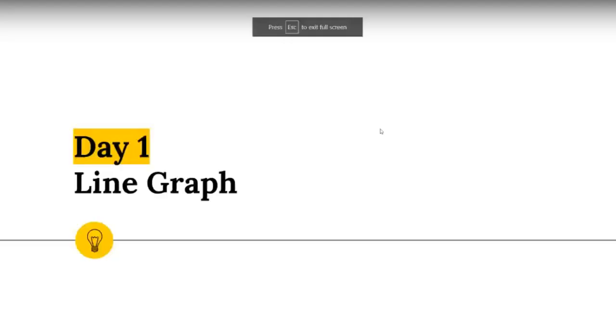Today we'll teach you guys how to write a line graph. First off, we'll have a quick introduction to task one, then we'll move on to the line graph.